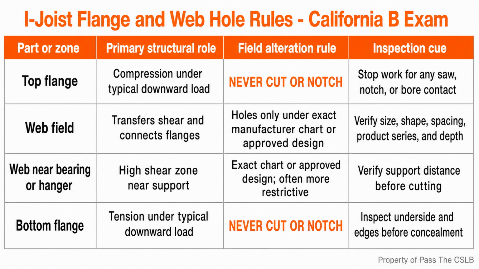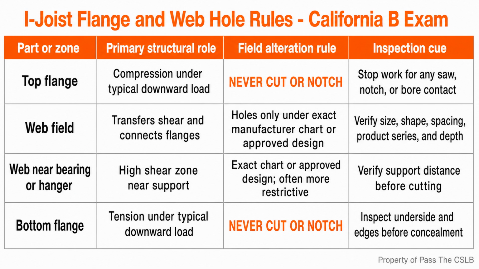This response protects more than the member. It protects inspection, readiness, and sequence. If drywall, insulation, mechanical equipment, or finish work hides the altered joist before the issue is resolved, access gets worse, evidence gets harder to read, and rework spreads into other trades. A 5-minute framing walk before concealment can prevent days of demolition later.